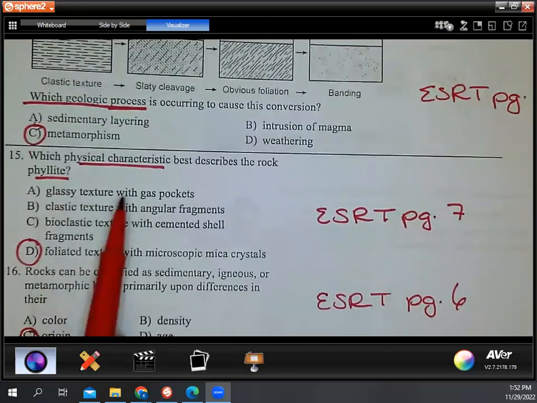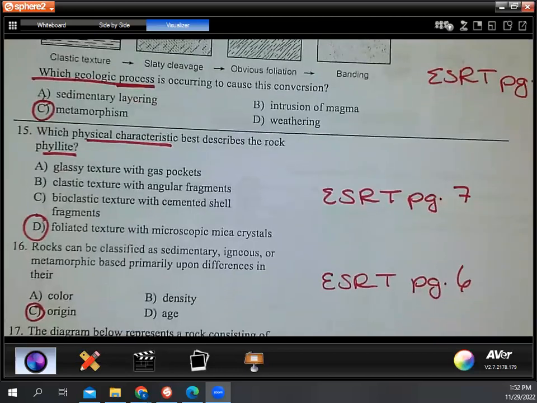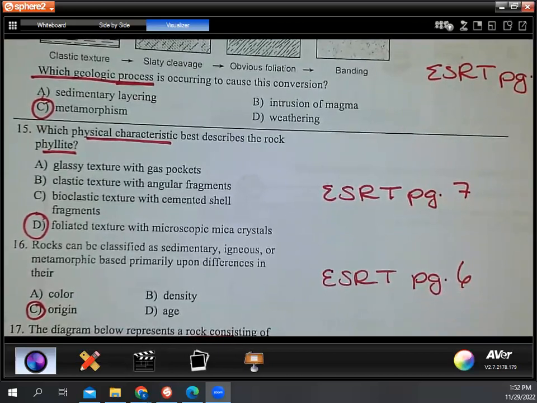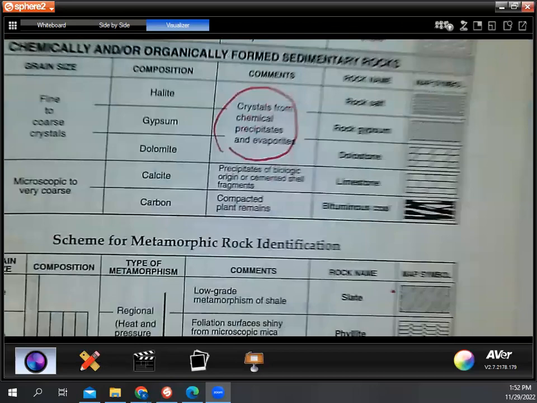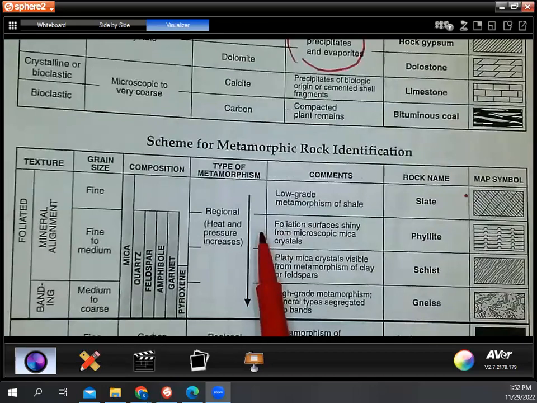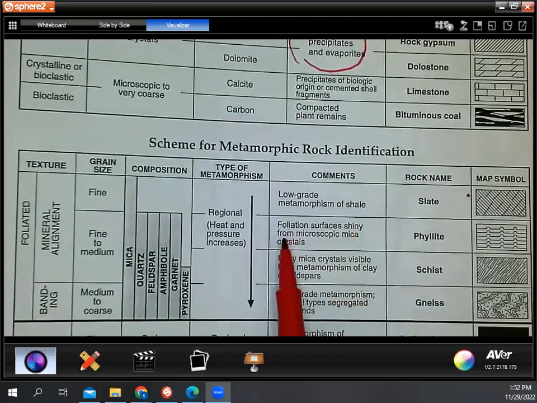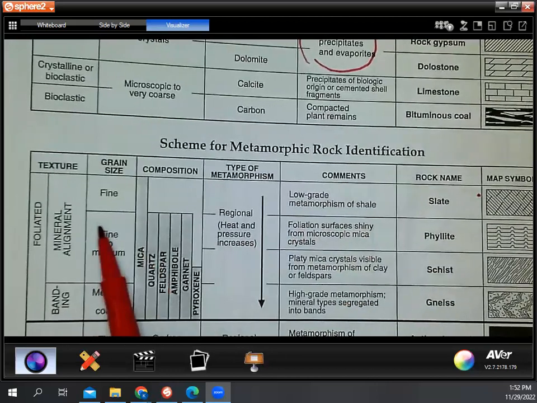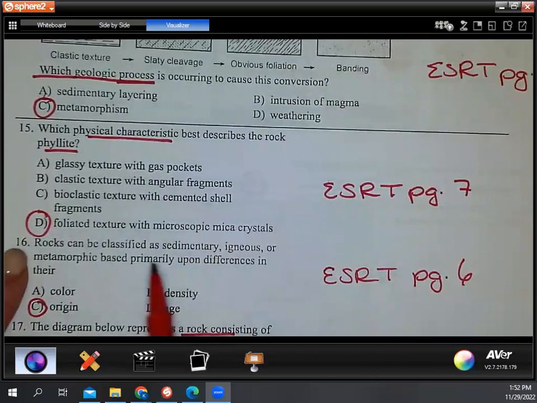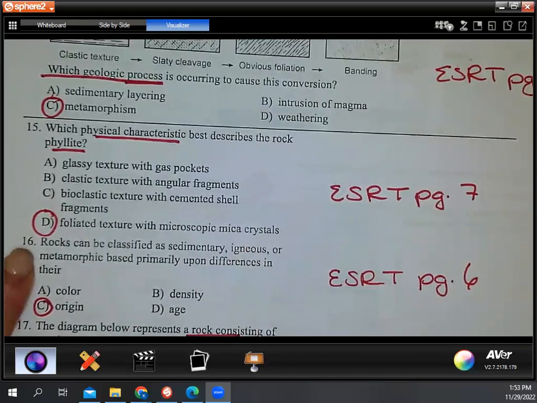Which physical characteristic best describes the rock phyllite? So I'm going to look for something about its texture and phyllite. Phyllite is a metamorphic rock. Again, if you didn't know that, you could look through the names until you find it. And then I'm going to go over, it says it has the foliation on its surface from mica. It says that it has mineral alignment, and again, it tells me it's foliated. Here it says foliated with microscopic mica crystals, so 15 is D.